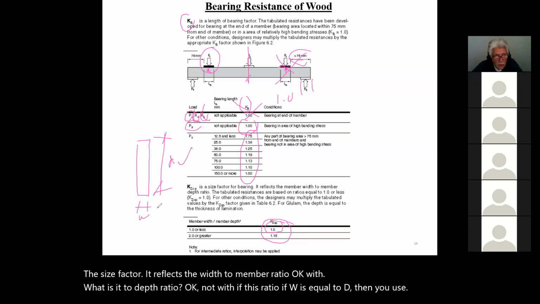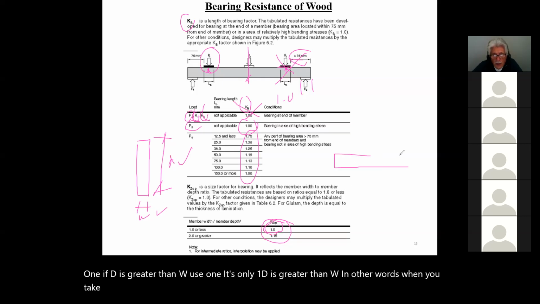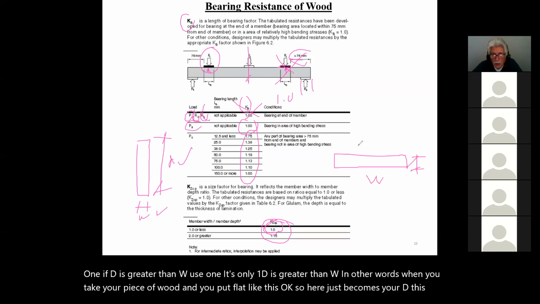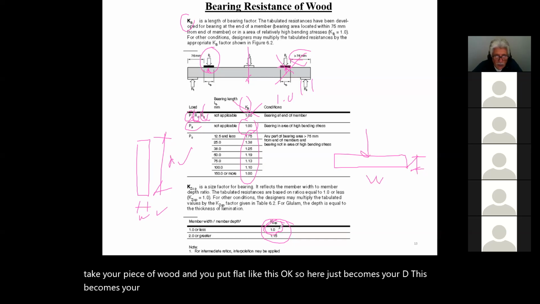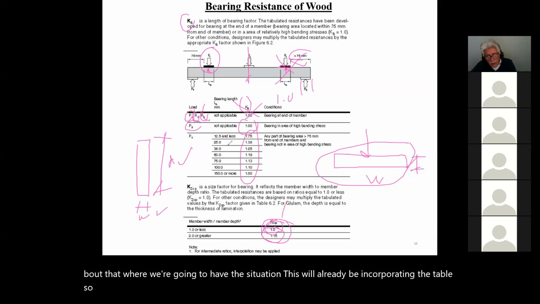If D is greater than W, you use 1. It's only when W is greater than D, in other words, when you take a piece of wood and put it flat like this, so here this becomes your D, this becomes your W, that you can actually increase the resistance by 15%. And don't worry about that. This will already be incorporated in the table, so they've already taken advantage of that. I'm just showing you the other factors that you can use, 1 or something greater.